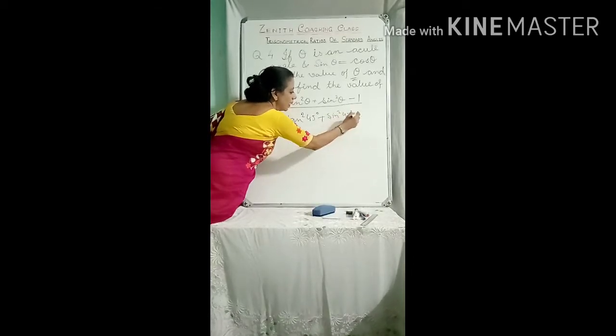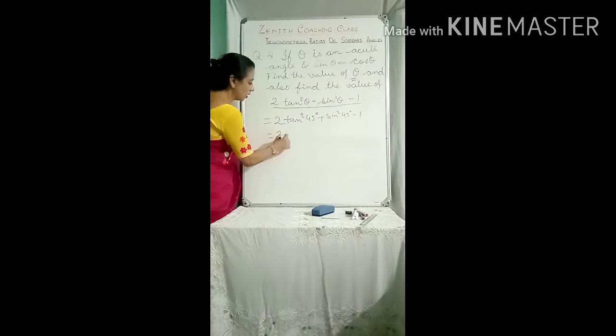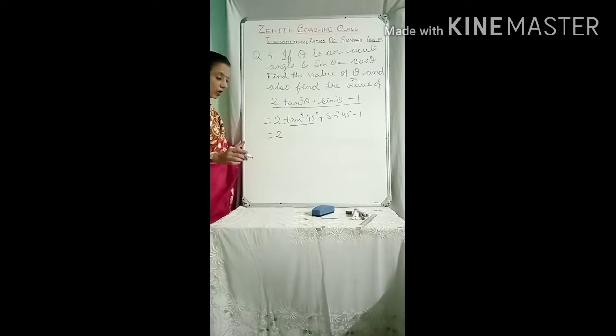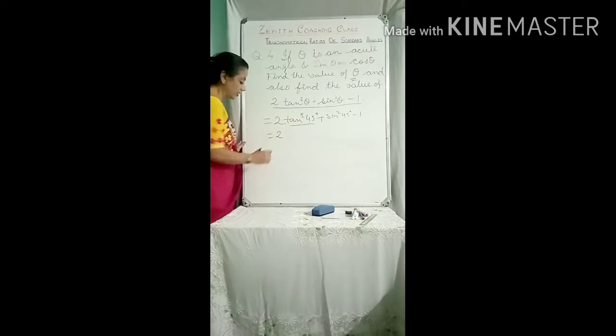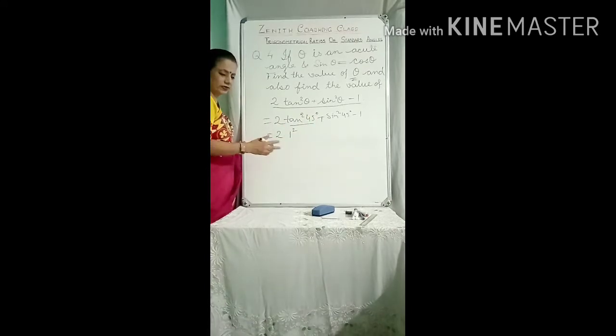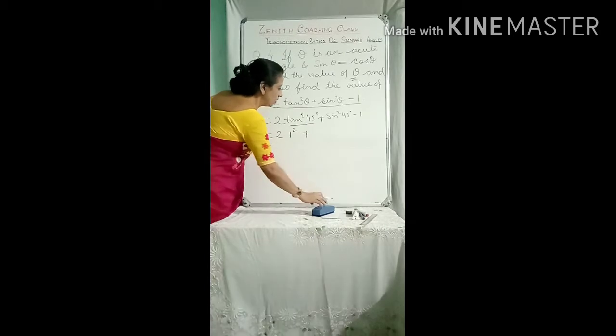So minus 1. Okay. So 2 tan square 45 degree. What? Tan 45 degree is 1. So tan square 45 degree equals 2 into 1 square. 1 square and 1 is the same, plus sin square 45 degree.